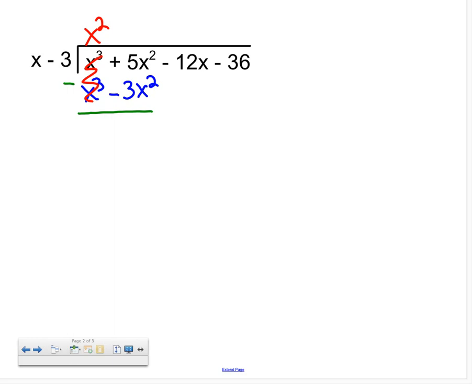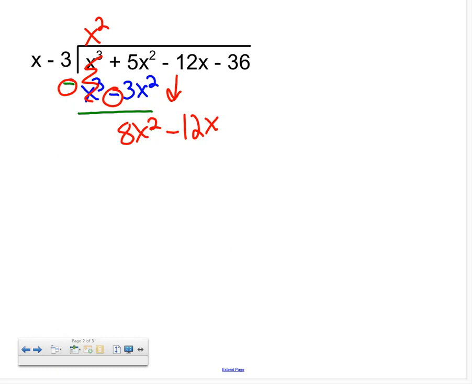Then I have 5x squared minus negative 3x squared. Again, be very careful here because we're saying minus negative. So what this is actually saying is 5x squared plus 3x squared, which would be an 8x squared. Because again, we have that double negative here and here, which makes it into a plus. Then we're going to drop down the minus 12x. And we're going to go through the process again.